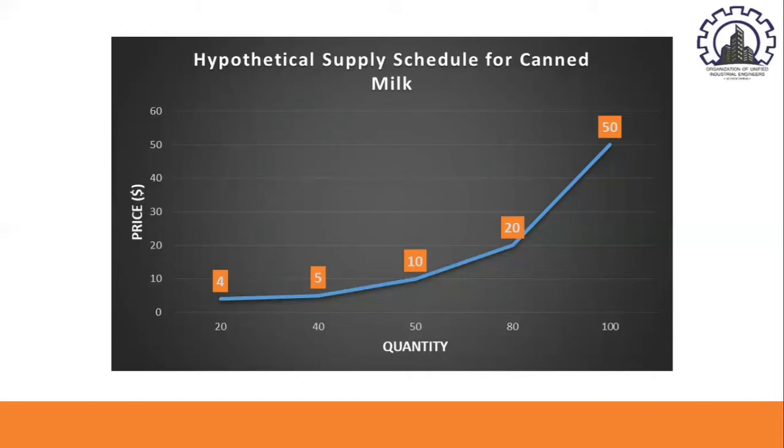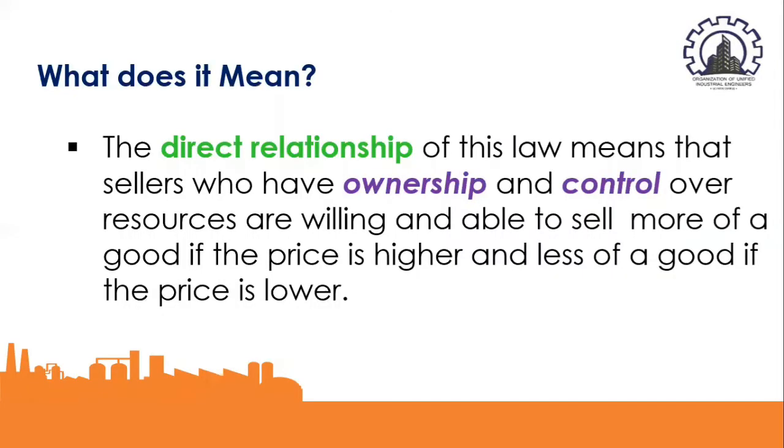The law of supply is the scientific relation between supply price and quantity supplied that captures the supply side of the market. When combined with the law of demand, the result is what we call the market model. The market model provides a powerful tool for analyzing exchanges, resource allocation, and efficiency. So what does it mean then? The direct relation of this law means that sellers who have ownership and control over resources are willing and able to sell more of a good if the price is higher and less of a good if the price is lower. From a scientific method perspective, this indicates that price causes quantity supplied, or more specifically, that a change in the supply price causes a change in the quantity supplied.